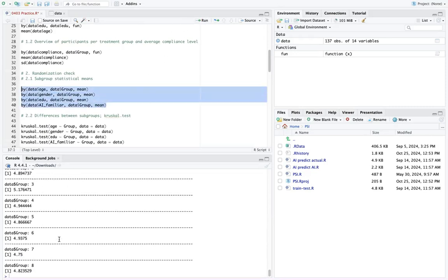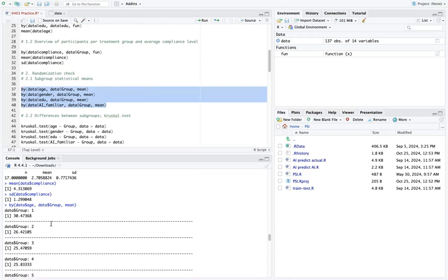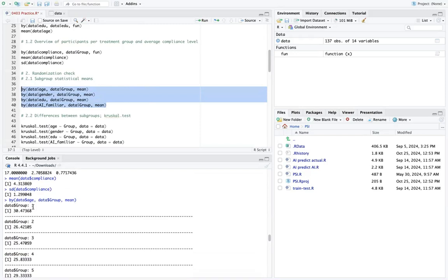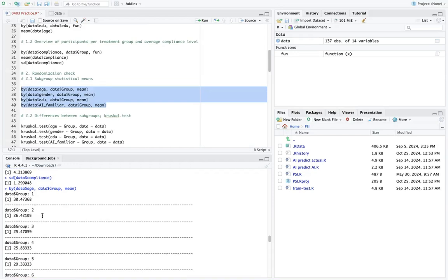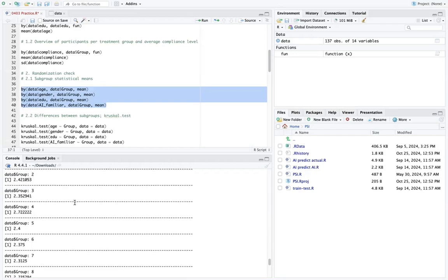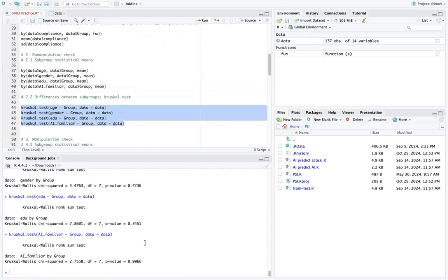So we use this function to know, for the first one, the age, the mean value of age in each group. Like in group 1, the average age is 30, and in group 2, the average is 26. Based on this, we need to test the differences between the subgroups. We use a cross-tab test. The first one is our test variable, and the second one is our group variable. So we do the test.